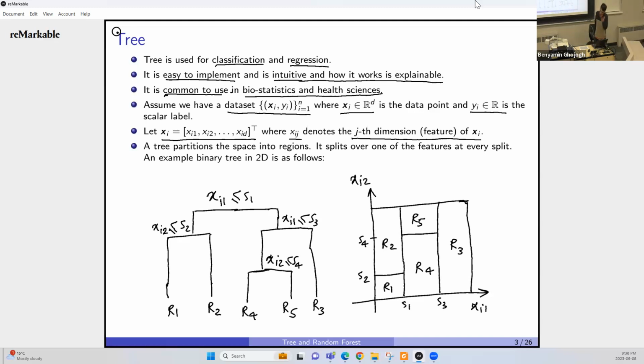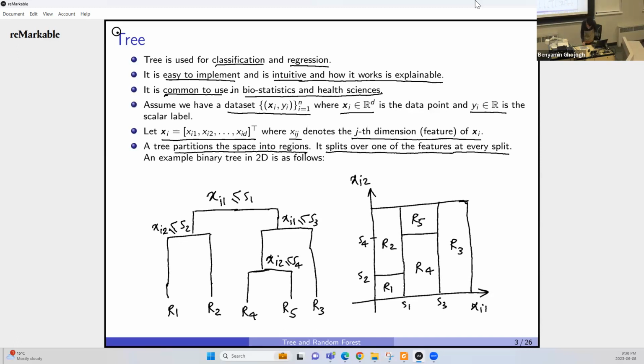Okay. A tree, what does it do? It partitions the space into regions. Again, a tree is one of the methods which partitions the space, such as KNN and other algorithms. What does it do? It splits over one of the features at every split. Note that it splits over one of the features, one of the dimensions, at every split.